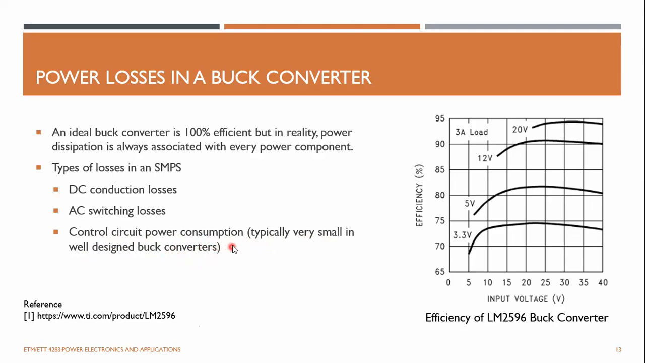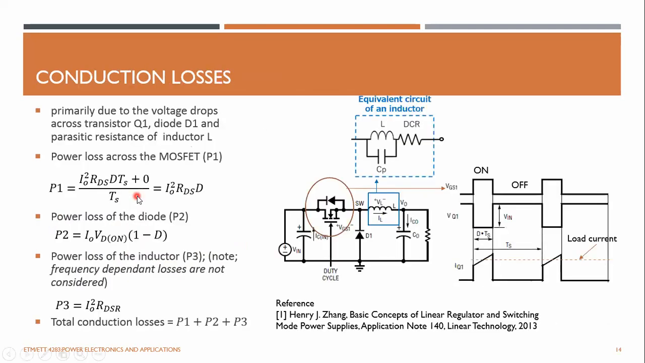So that is, you have seen the quiescent current and shutdown current, which are in the range of microamps. So the contribution of control circuit power consumption is very low compared to the other two types. So let's have a look at what the conduction losses are. That is primarily due to the voltage drop across the transistor Q1 and diode D1, and the parasitic resistance of the inductor.